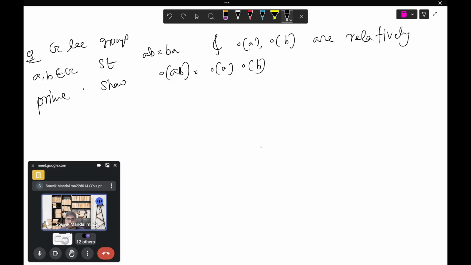How can we prove this? G is the group with AB equal to BA, and also given the order of A and order of B are relatively prime. Then we will check that the order of AB is equal to the order of A multiplied by the order of B. So how can we solve this?